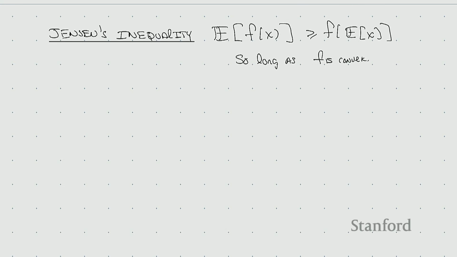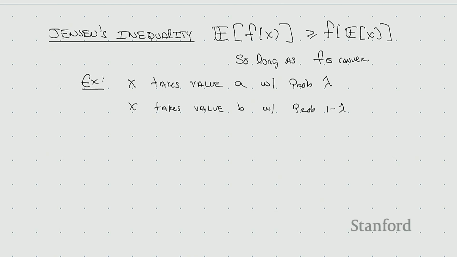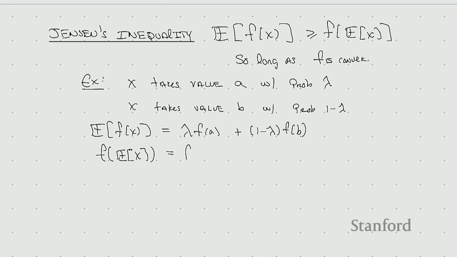Okay? Why the heck would this happen? Let's take one example. Suppose x takes value a with probability, I don't know, lambda, and x takes value b with probability 1 minus lambda. Then what is this saying? The expected value of f of x is equal to lambda times f of a plus 1 minus lambda times f of b. What is f of the expected value of x? Well, it's f of lambda a plus 1 minus lambda b. That's exactly the definition of convex, the inequality. This is convexity.